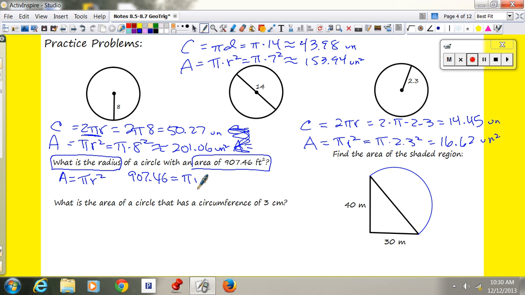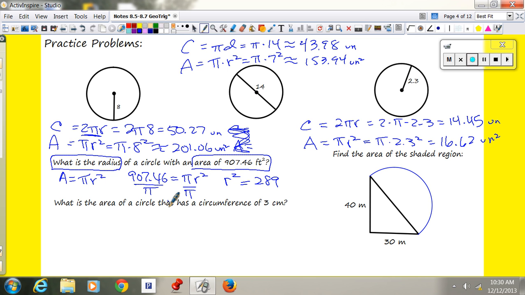And I'm going to put equals pi r squared. I need to know what radius they use to get that 907.46. So how do I divide by pi, or 3.14. And so you're going to get r squared, and I'm going to round it to a whole number, is 289. It's like 288.86 or something like that. But you'll end up with a rounded off whole number of 289.